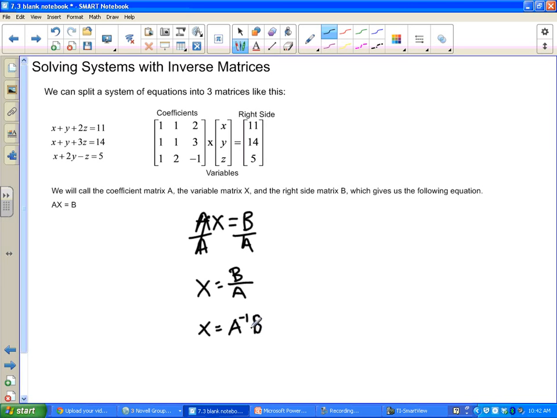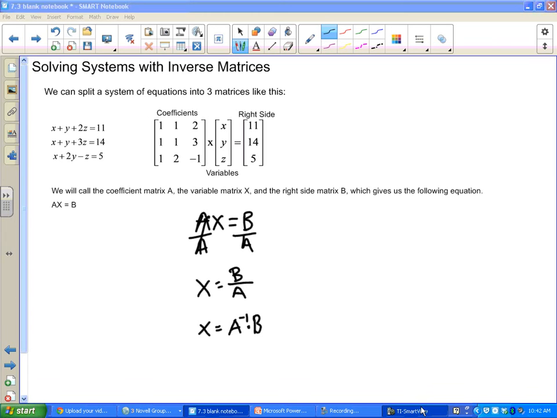We're going to use the calculator for this, for the most part, because the matrices we're finding the inverse of are going to be 3 by 3 or more. So I use A inverse and multiply that by matrix B. Let's set that up with this system of equations we've got.